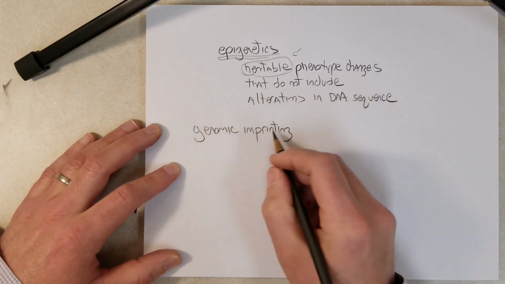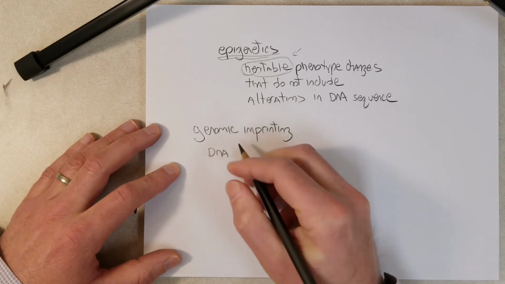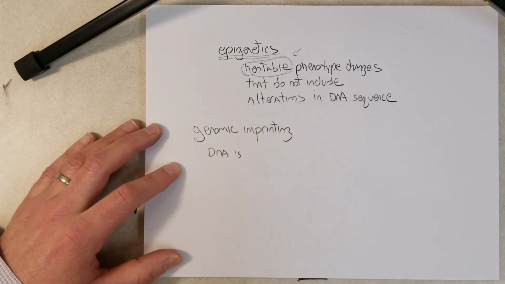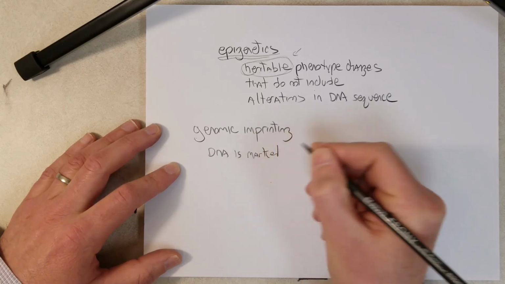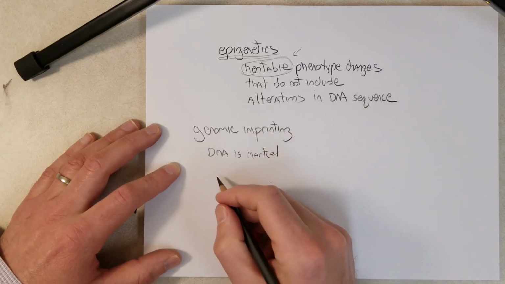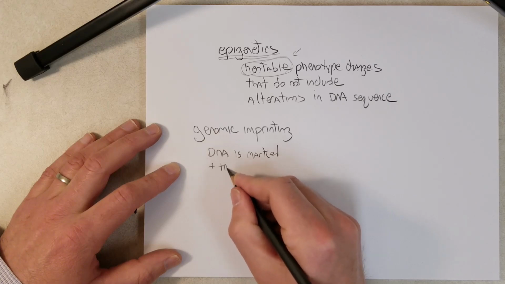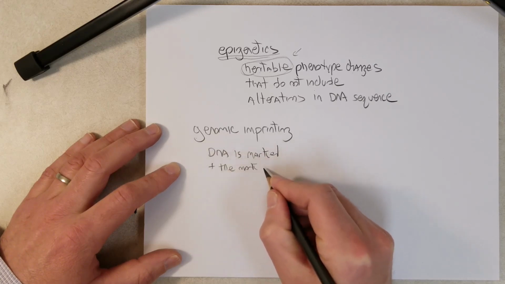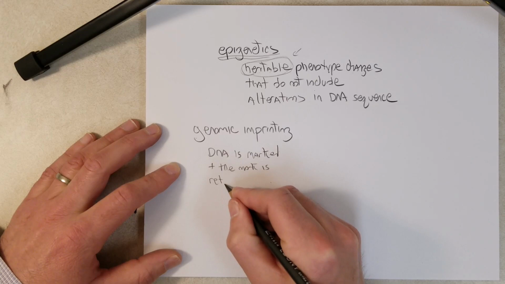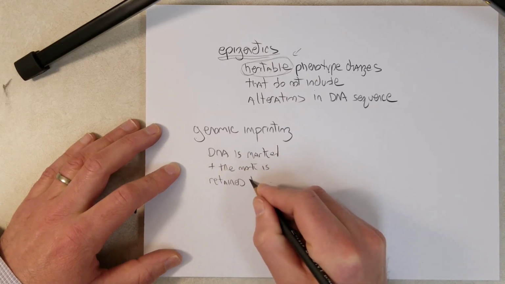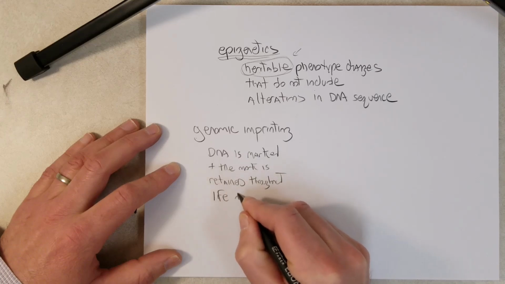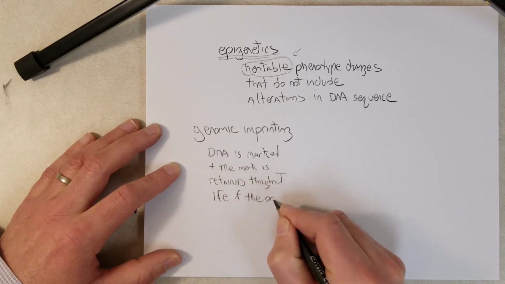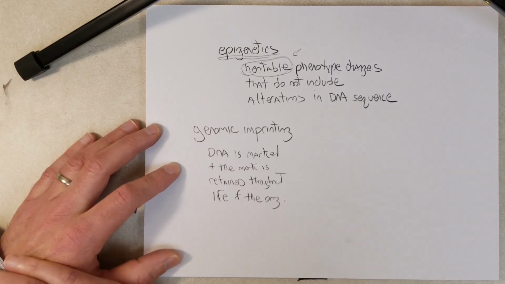And in genomic imprinting, DNA is marked, and the mark is retained throughout the life of the organism. So the DNA is marked and the mark is retained throughout the life of the organism.